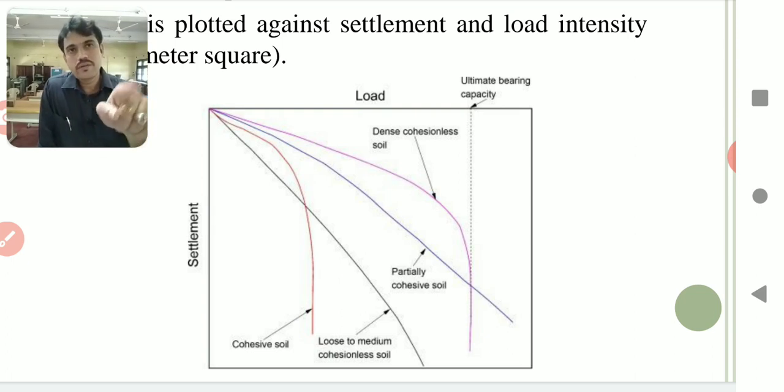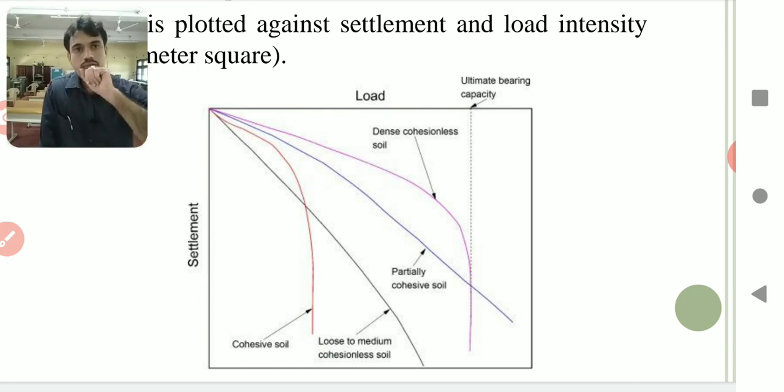You can observe here, for a minimum load it gets maximum settlement. That means bearing capacity of the soil is very less due to its property. When the moisture content is more, its behavior is different. So therefore I told you people that bearing capacity of this type of soil, cohesive type of soil or black cotton soil, is very less.